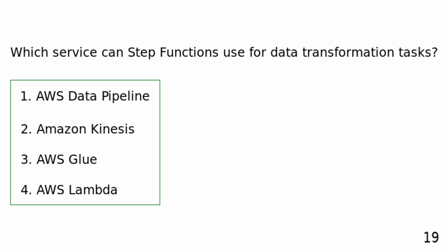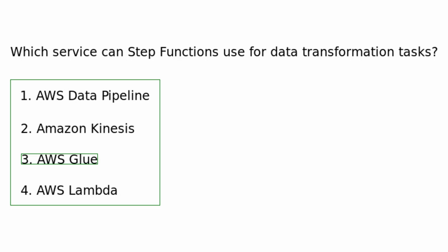Which service can Step Functions use for data transformation tasks? AWS Data Pipeline, Amazon Kinesis, AWS Glue, AWS Lambda. Step Functions can use AWS Glue to perform ETL tasks, leveraging its capabilities for data transformation in big data workflows.